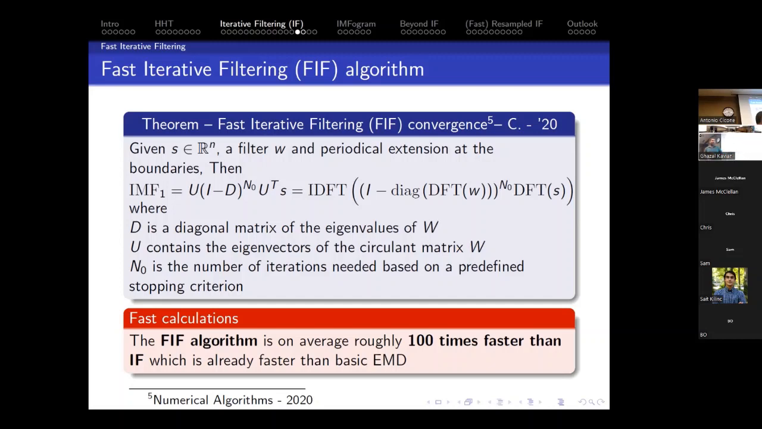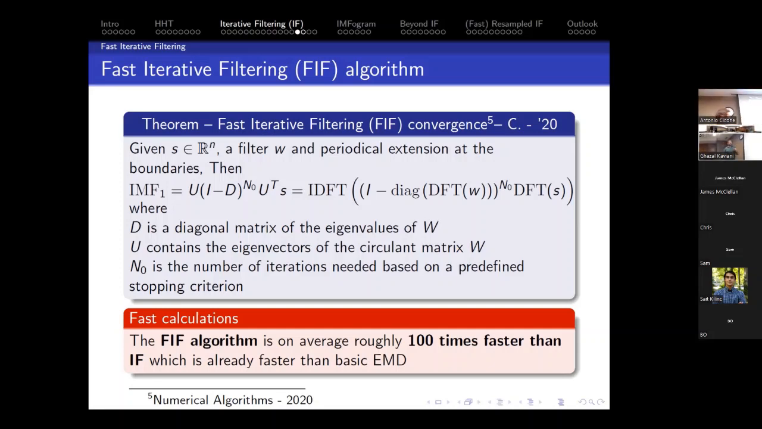So EMD is not stable, and the variations of EMD are hundreds of times slower than EMD. So fast iterative filtering is 10 to the 4, 10 to the 5 times faster than the stable version of EMD. And so we are talking about hours with the stable version of EMD versus seconds with fast iterative filtering. Okay, so extremely powerful. And all thanks to the mathematics.